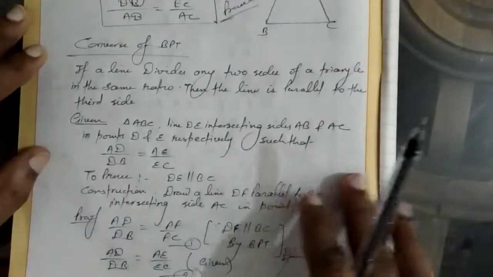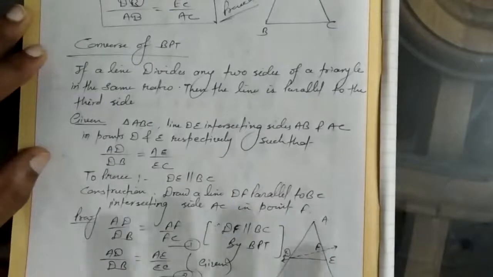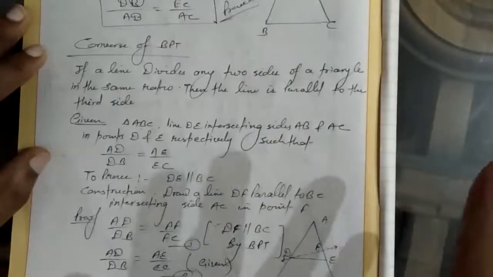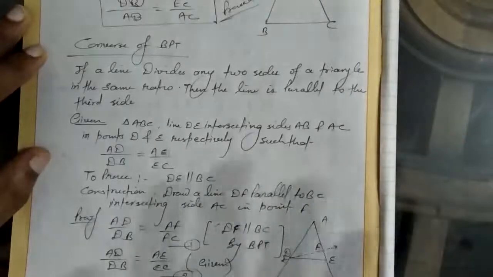Fine. So whenever I am writing any result in the question, you always remember if the ratio is coming equal in a particular triangle, then the lines will also be parallel.